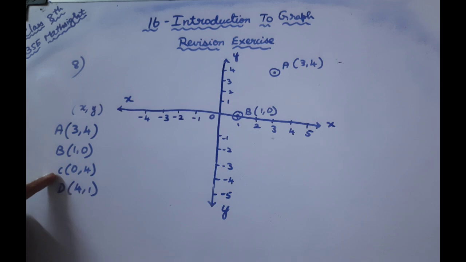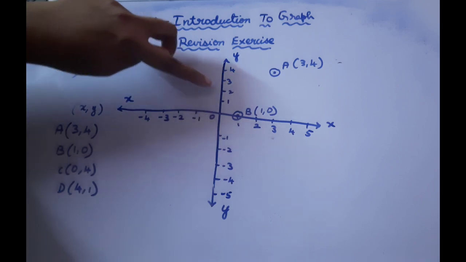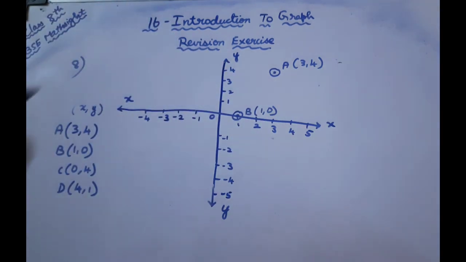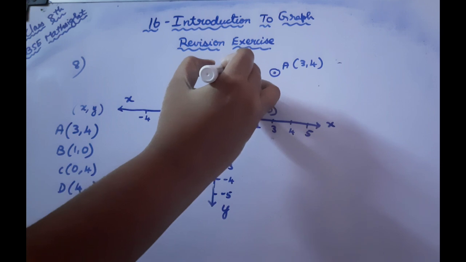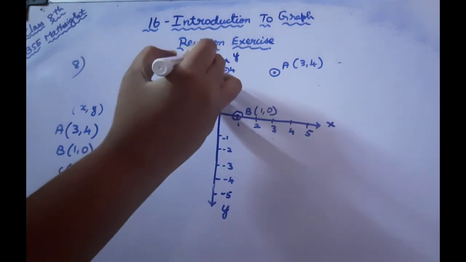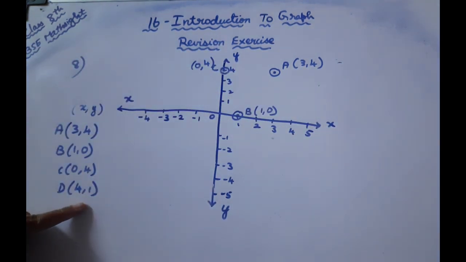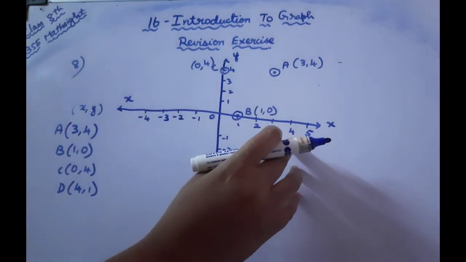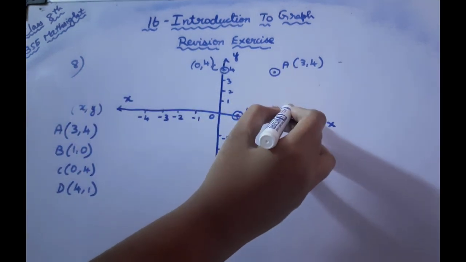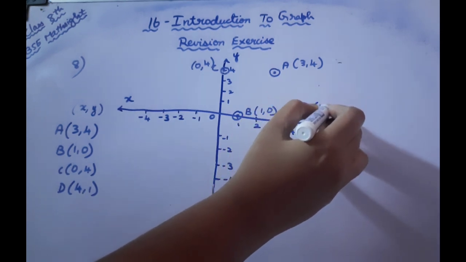Next the point C is (0, 4). So (0, 4), we can see on the x-axis we don't have any value and on the y-axis we have 4, which means the point should lie on the y-axis. The point C should lie on the y-axis. So (0, 4). Finally we have (4, 1). So on the x-axis we take 4 and on the y-axis we take 1. So (4, 1), the point D lies over here.